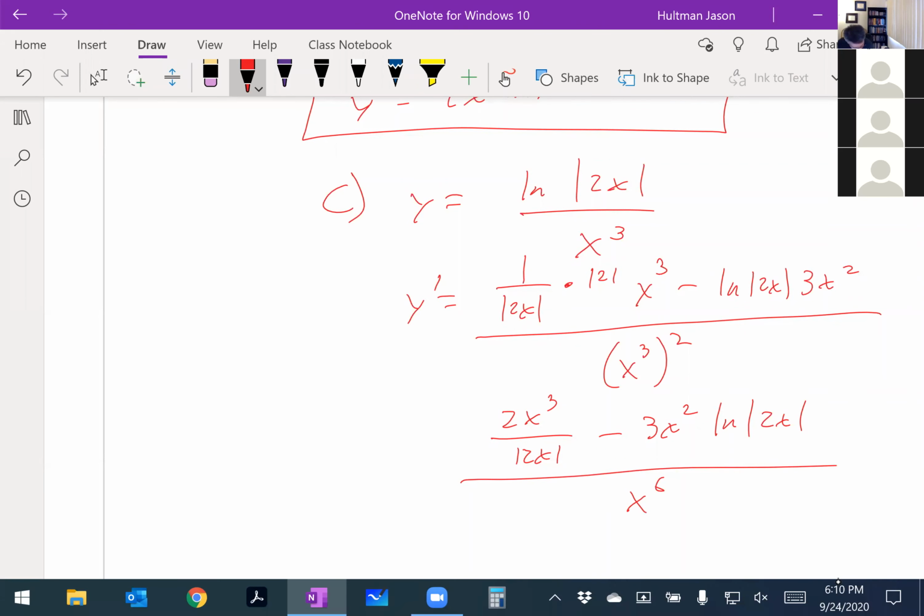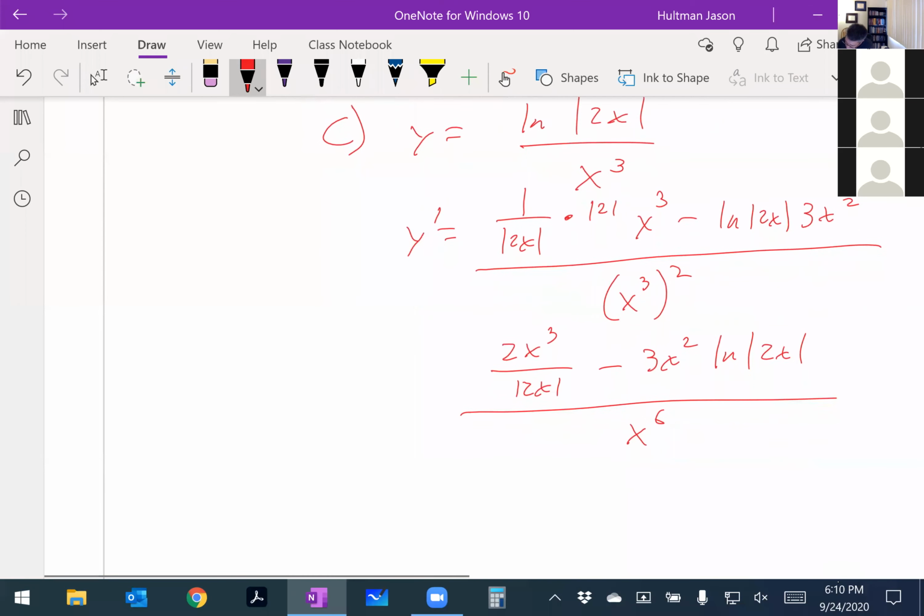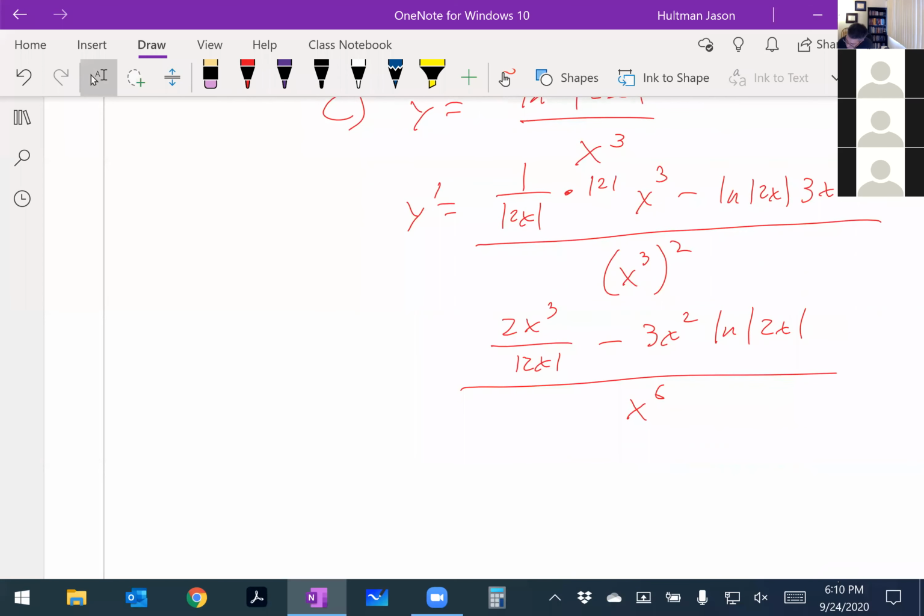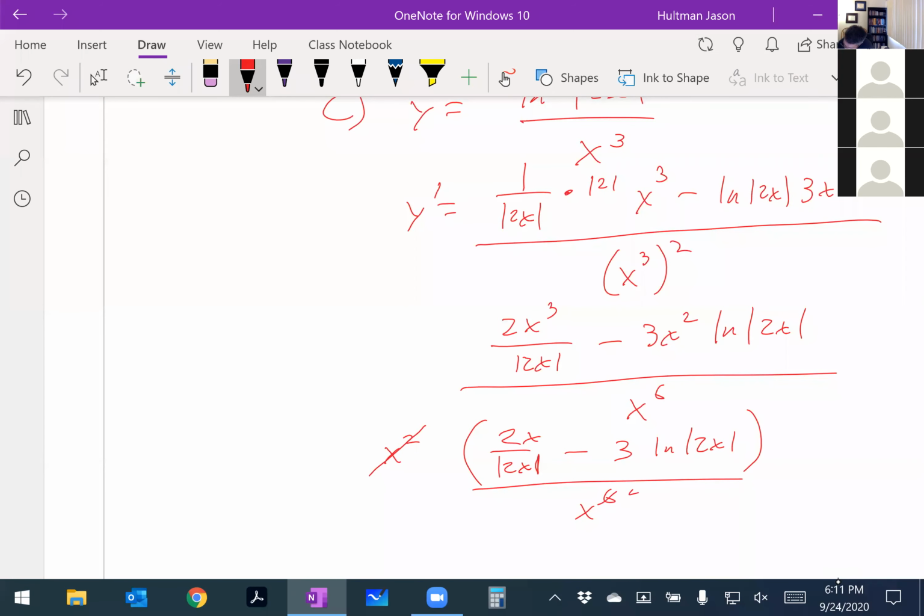Okay, I'm going to factor out an x squared here. So x squared. So this becomes 2x over absolute value of 2x, sorry, 2x, minus 3 times natural log of absolute value of 2x all over x to the 6th. So I just factored out the x squared, x to the 6th. So 2 of those are going to cancel with 2 of those, leaving a 4 on the bottom.